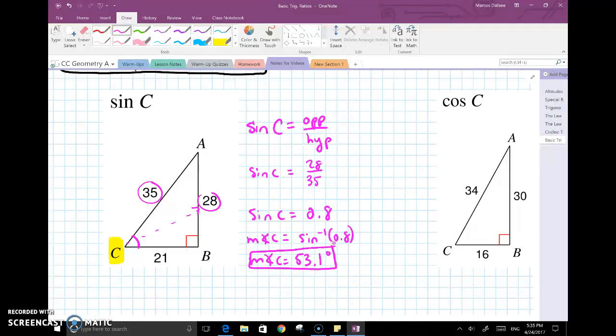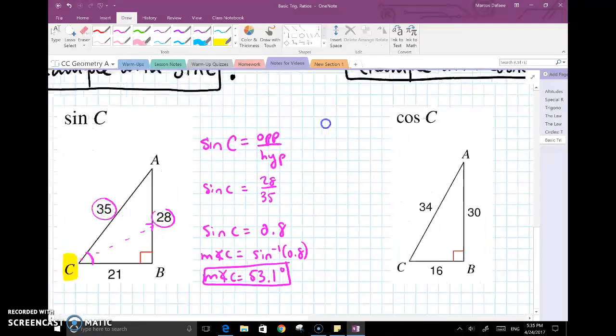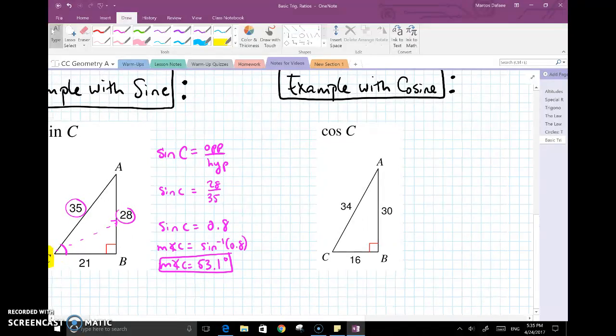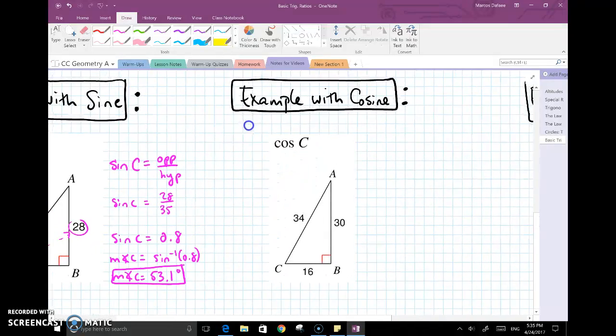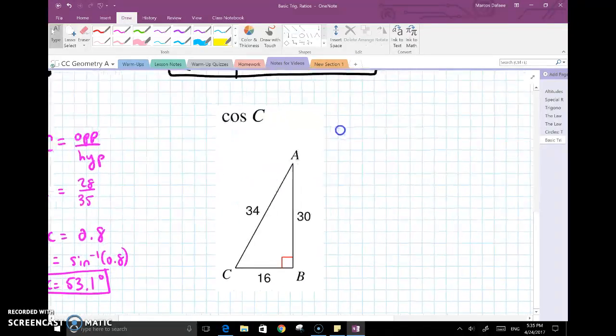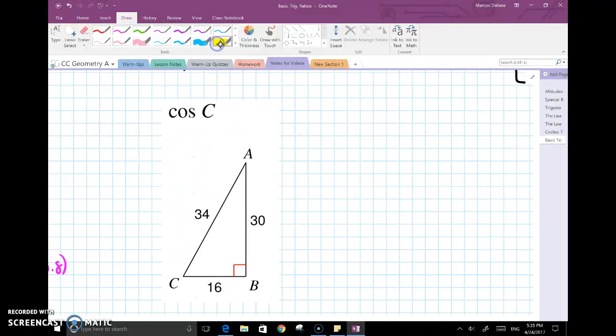And that's example 1. In example 2, we're dealing with cosine. Now with cosine, we have to remember what that means. So cosine, again, our focus angle here is angle C. Cosine involves the adjacent side. Now the adjacent side, again, is a side right next to that angle, but it's not the hypotenuse itself. So that would be 16. Actually, I'll set it up first. So cosine is equal to adjacent over the hypotenuse.